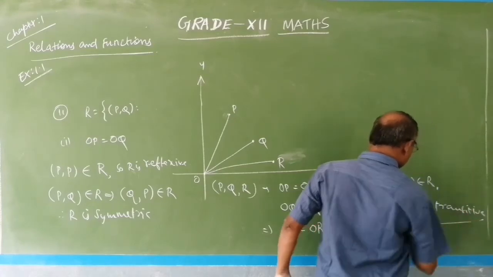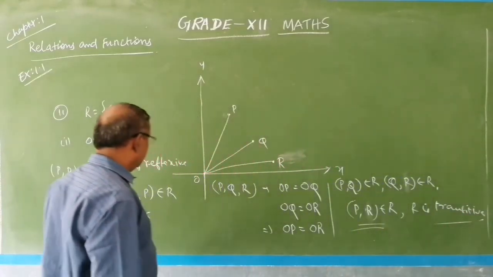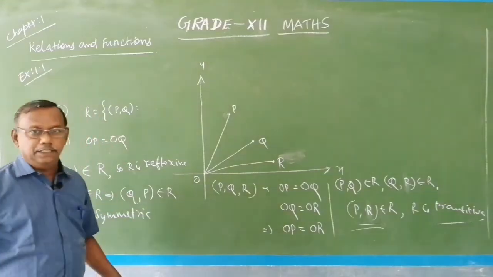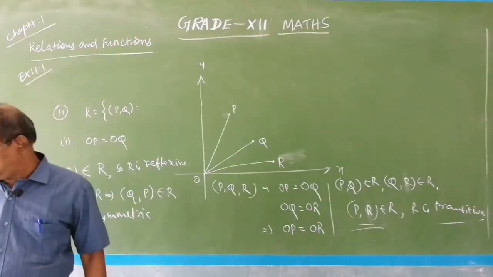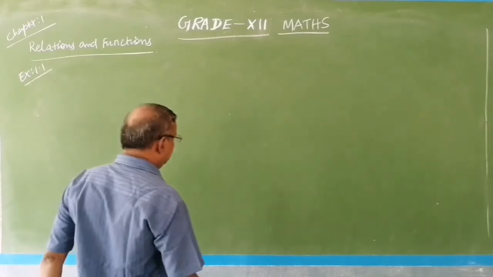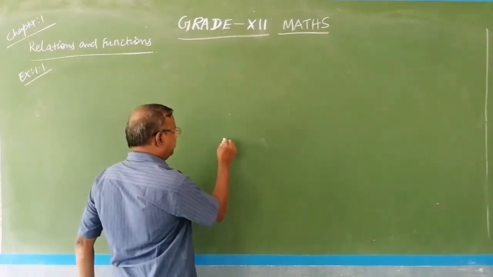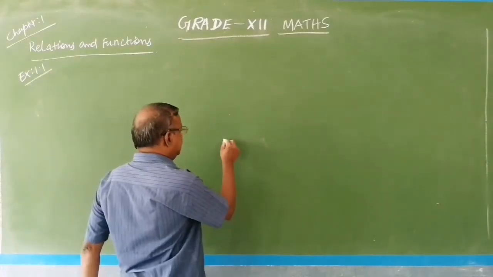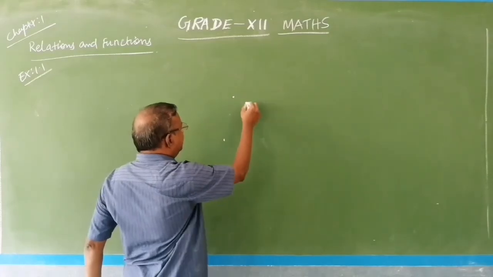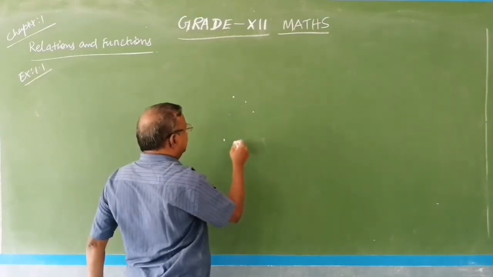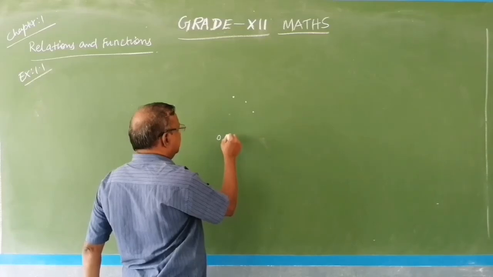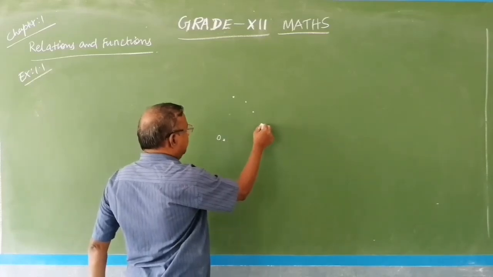Hence, the relation R under this condition is an equivalence relation. Now, in the previous problem, we can say the set of all points in the plane which are equidistant from the origin, that is O.